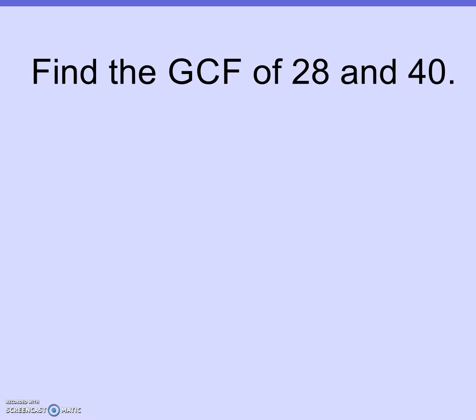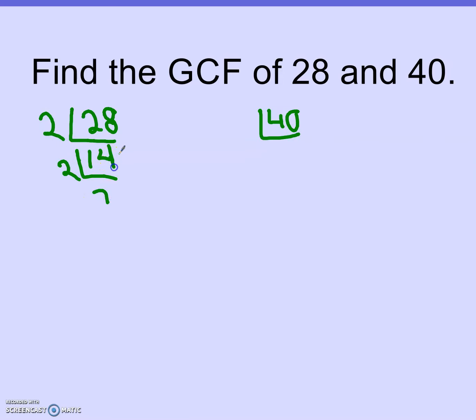Here's 28 and 40. So I'm just going to go straight at it. I'm going to write 28 and 40 and use the ladder method. Just like I said, I like it better. Divides by 2, you get 14. It divides by 2, you get 7, just like we got before. This one divides by 2, you get 20. It divides by 2, you get 10. That divides by 2, and you get 5.